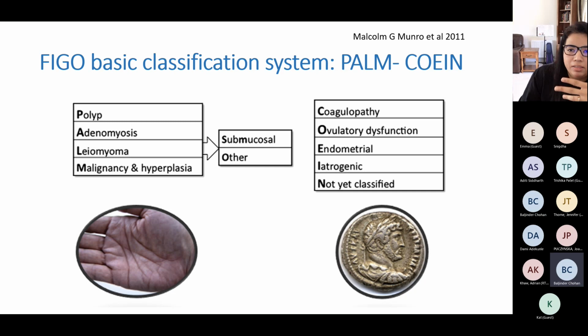Again, you will diagnose this using either ultrasound or MRI. So each of these will have a different diagnostic test. For a polyp, you can diagnose it using ultrasound.